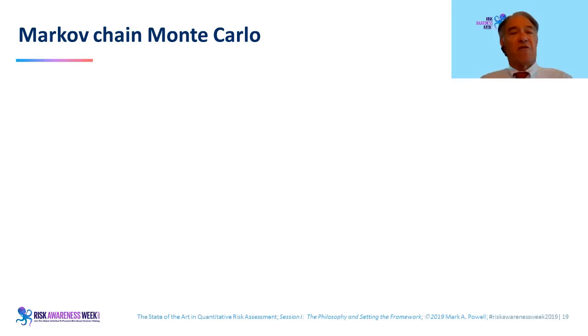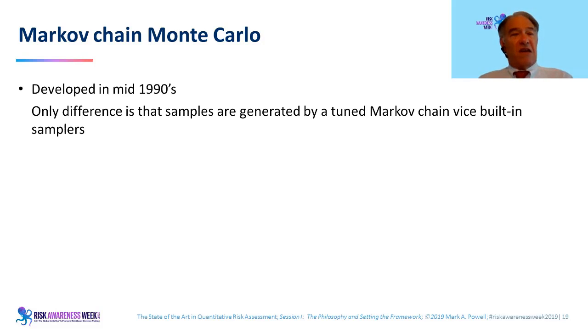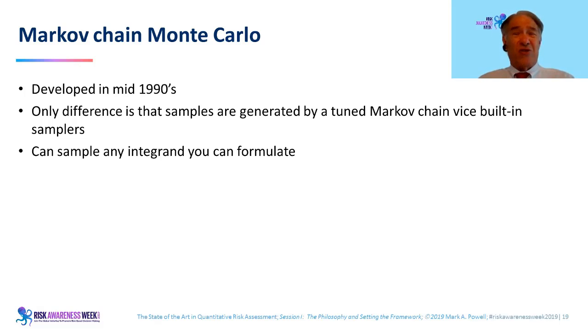This was the development that occurred in the mid-1990s. The only difference from ordinary Monte Carlo is that the samples are generated by a tuned Markov chain instead of using built-in samplers. Now that Markov chain, as opposed to the built-in samplers, can be multidimensional, which is very useful for real-world problems. You literally, with Markov chain Monte Carlo, could sample any integrand you could formulate, and as a result, get an approximate value for any integral.